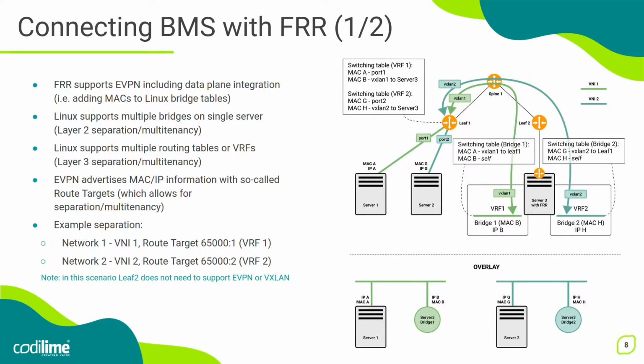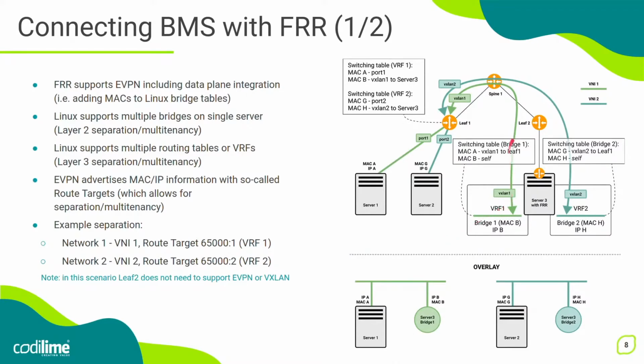So, for example, here we've got, again, server 3 with bridge 1, and this bridge 1 interface has MAC address B associated with it. This MAC address will be put by the operating system in the switching table for VRF1, and EVPN will notice, all right, I've got a new MAC address that I need to advertise. However, it will be advertised with the route target value that is associated with this VRF1 routing table and switching table.